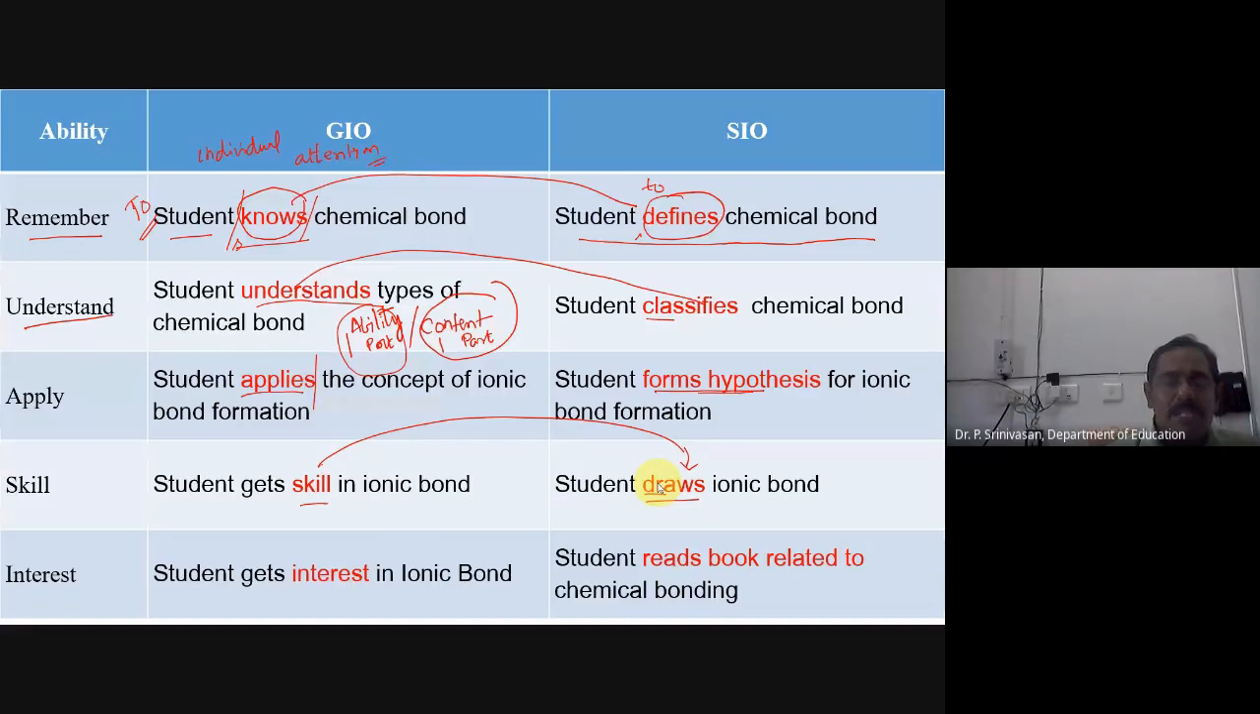Interest, the last one in this category. So the student gets interest in ionic bond. The equivalent specific is: students read books related to chemical bond. So this is how it comes to interest.